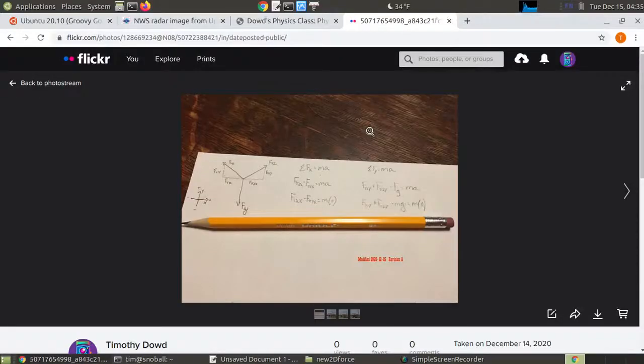So that's not hard to do. We just do sigma F equals ma. And like we did with projectile motion, we just do two problems. One for horizontal, sigma Fx, and one for vertical, sigma Fy.